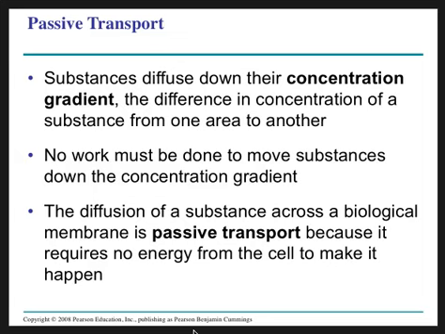We're moving down or with the gradient, and we call this type of diffusion, we subcategorize it, or include it within the umbrella term of passive transport. Any transport that does not require extra energy or the use of ATP, we call passive. All passive transport happens when we move molecules from higher concentration to lower concentration, or down their concentration gradient, or with their concentration gradient. All of those are passive transport, and they do not require extra energy to make them happen.